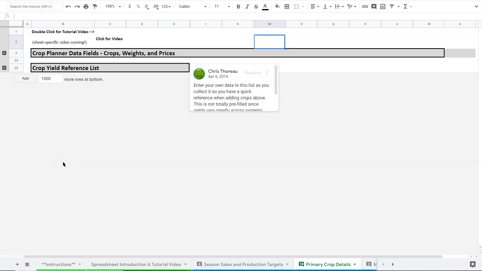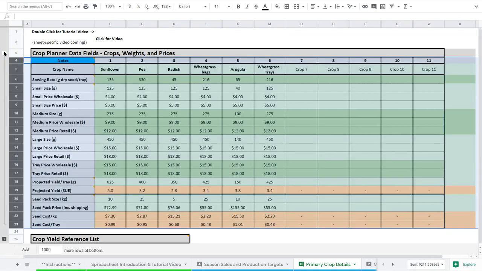Now we're going to take a look at the primary crop details tab. This is the tab that has all the details about the crops you're going to grow. And like I said, this can do up to 11 crops for a season. Now technically you can change these crops throughout the year.